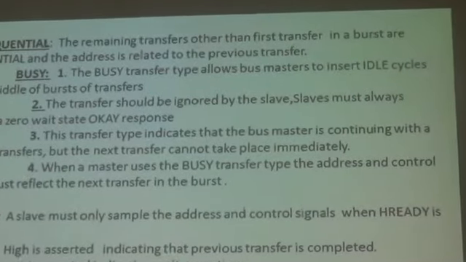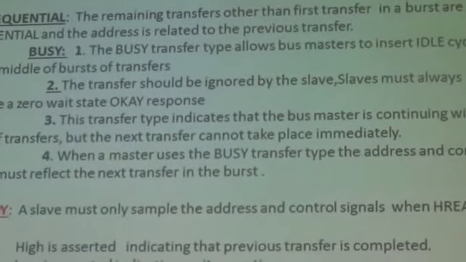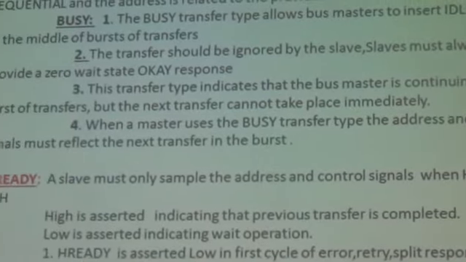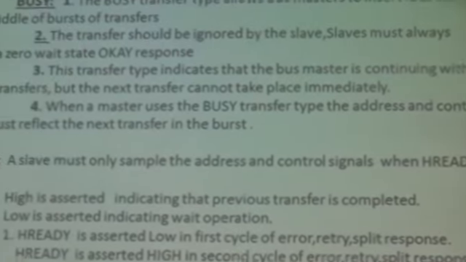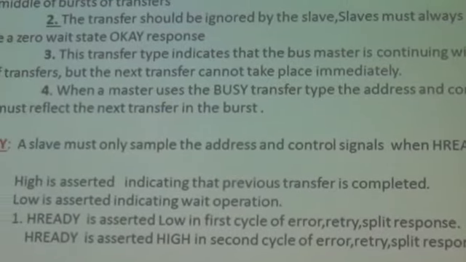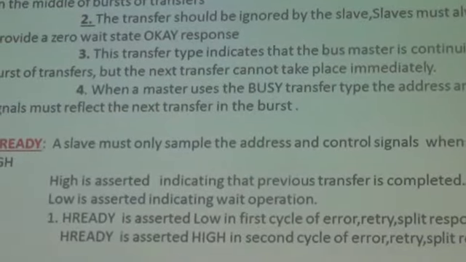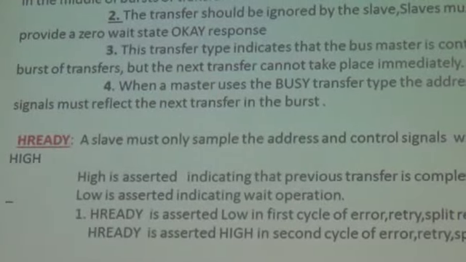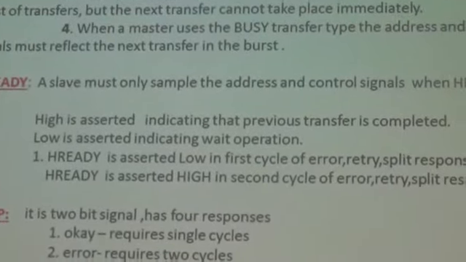If you have seen here, the busy transfer allows the bus master to insert idle cycles in the middle of the transfers. The transfer should be ignored by the slave, and the slave must always provide a zero wait OK response. This transfer type indicates that the bus master is continuing with the burst of transfers, but the next transfer cannot take place immediately. When a master uses a busy transfer, the address and the control signals must reflect the next transfer in the burst.